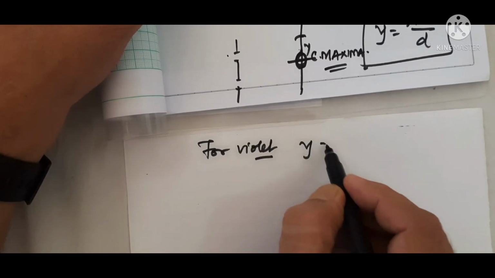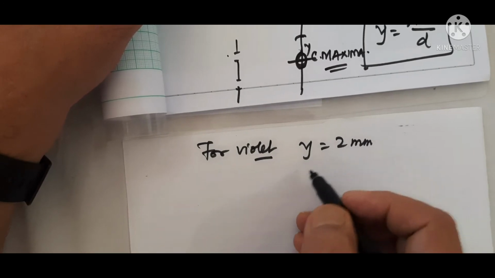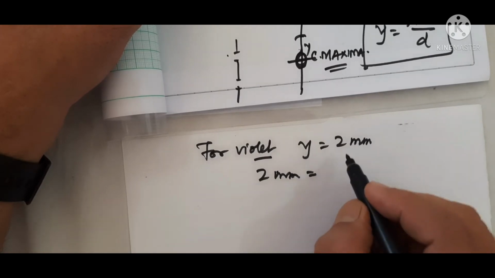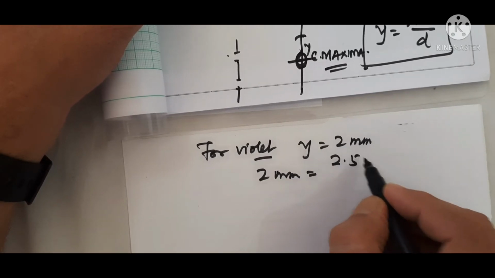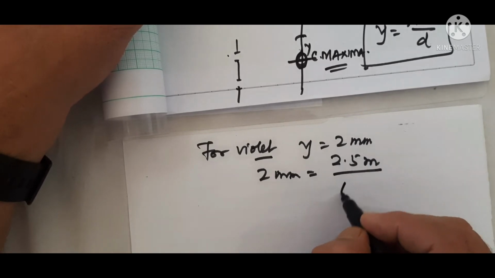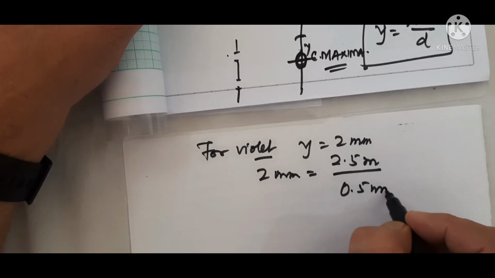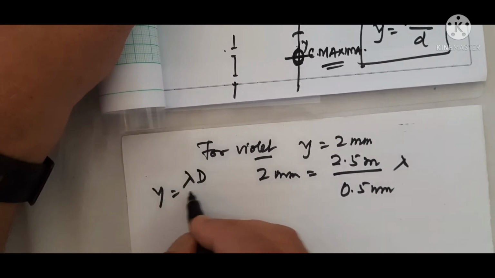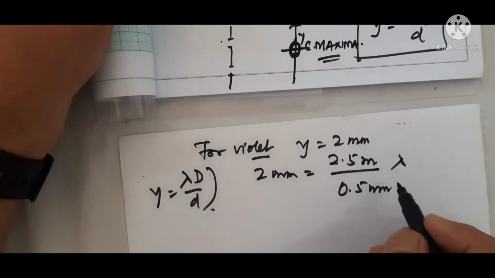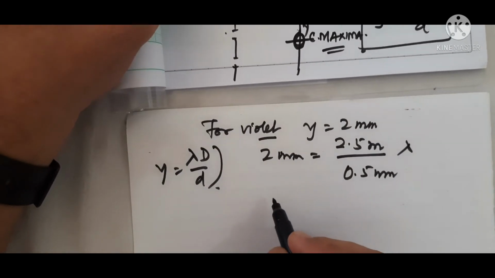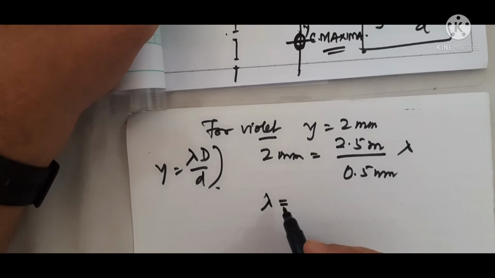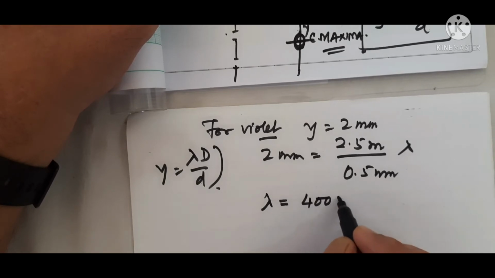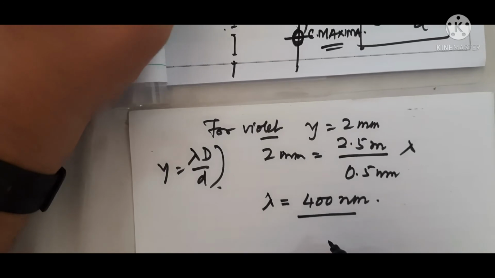For violet, y is equal to 2 millimeter, given. So 2 millimeter is equal to 2.5 meter by 0.5 millimeter into lambda. Which formula? Same: y is equal to lambda capital D by small d. So from this we can find the value of lambda by equalizing the units. In nanometer we are finding, lambda is equal to 400 nanometer.